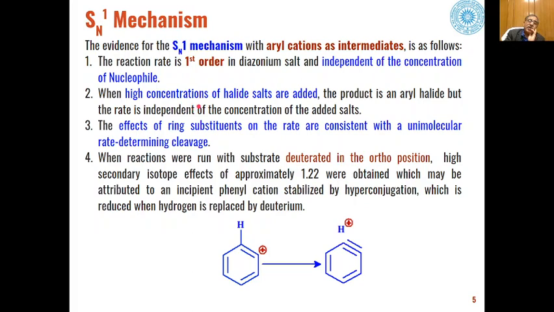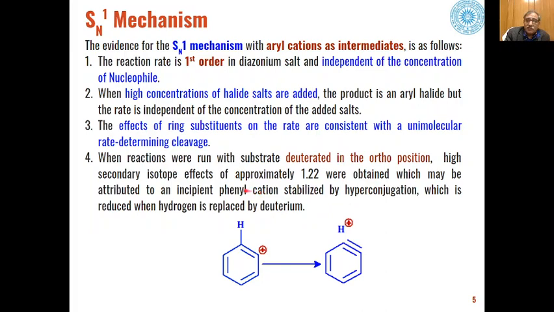Then the second evidence is that when a high concentration of halide salts is added, the product is aryl halide, but the rate is independent of the concentration of the added salt. So this is again evidence which shows that the mechanism follows the unimolecular mechanism. Then if there are substituents present on the aromatic ring, the rates are consistent with unimolecular rate determining cleavage, because in the first step the cleavage of the carbon nitrogen bond takes place in diazonium salts. So ring substituents will affect the rate of the reaction, as in unimolecular rate determining cleavage steps.